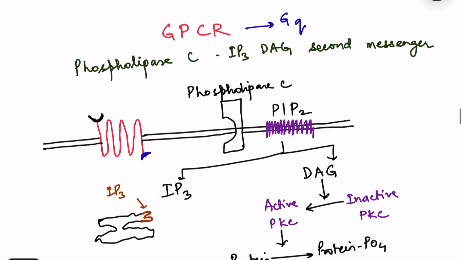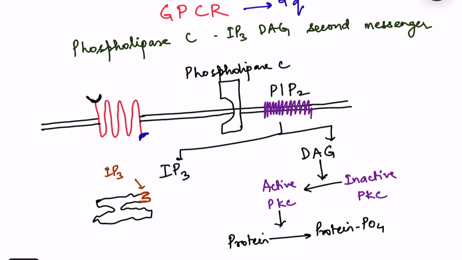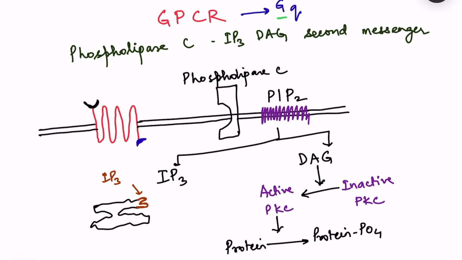Moving on to the next mechanism, that is the phospholipase C IP3-DAG second messenger system. This is brought about by GPCR which is associated with Gq heterotrimeric G proteins. The mechanism is the same. The ligand will bind to the receptor and the G alpha, G beta, gamma subunits will associate with the receptor. In G alpha, there will be replacement of GDP with GTP. G alpha will dissociate and go and activate another enzyme, in this case phospholipase C. This phospholipase C breaks down a lipid in the membrane, and that lipid is phosphatidyl inositol bisphosphate.